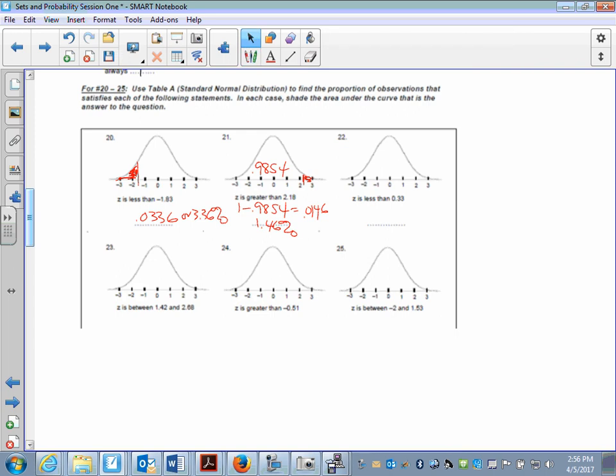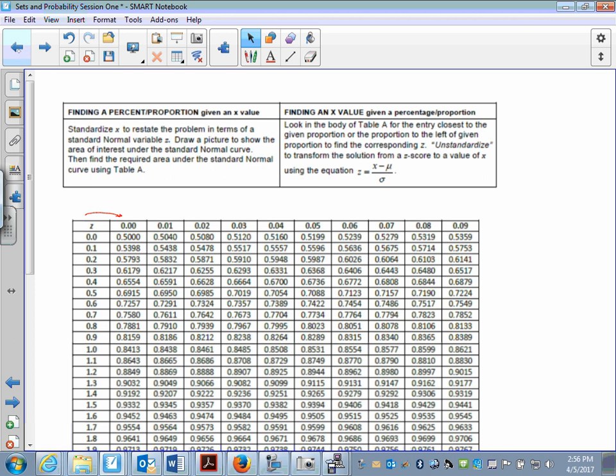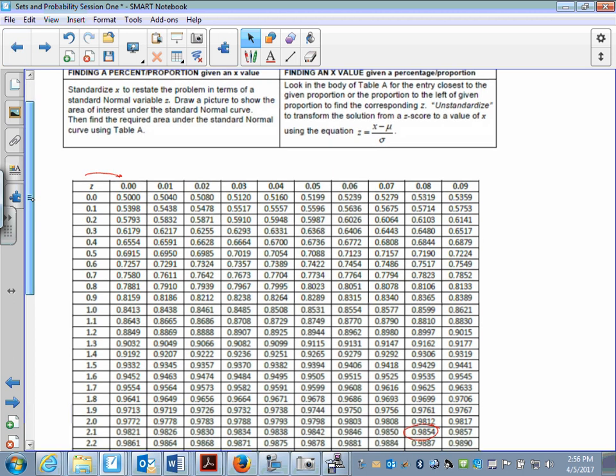The next one, Z is less than 0.33. Well, 0.33 would be about here. So Z is less than 0.33 would be this shaded region here. So we're going to look for 0.33 in the table, and the value we get is going to be exactly the one we want.